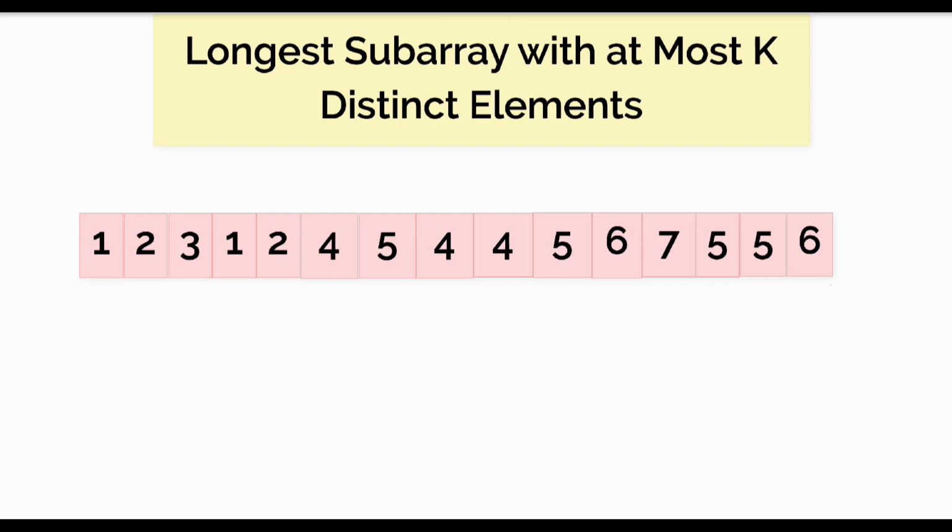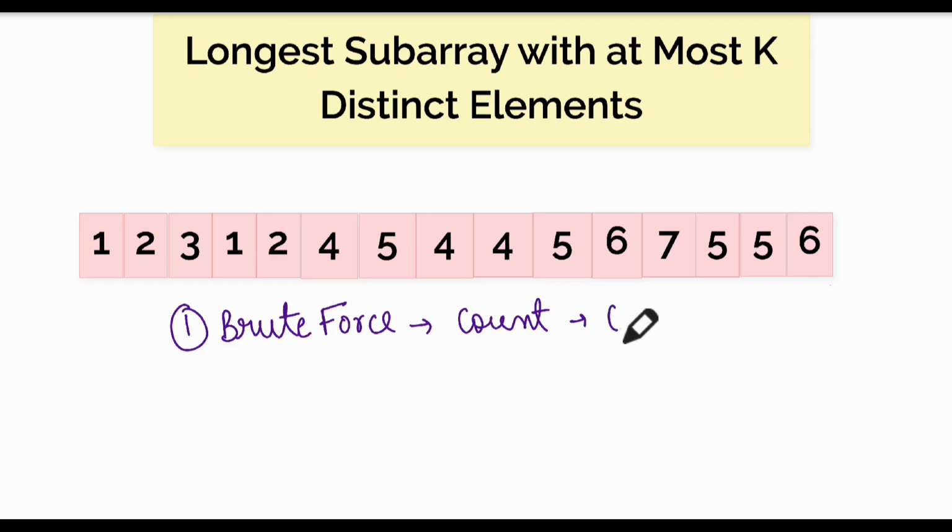Now this question can be solved using two methods, and I'll be discussing both of them in this video. The first one is the brute force method. Brute force means the most basic method, where you count all the possible subarrays. I'll explain this method: we will count all the subarrays and then apply the condition that is given to us. This is the first method, and the second method that we are going to use here is the sliding window method.